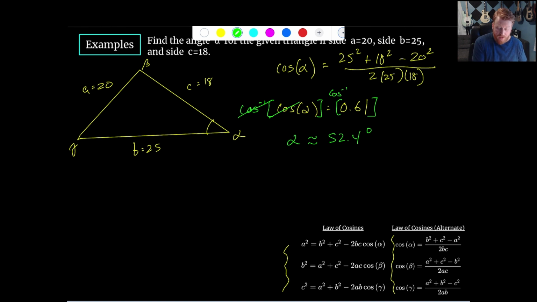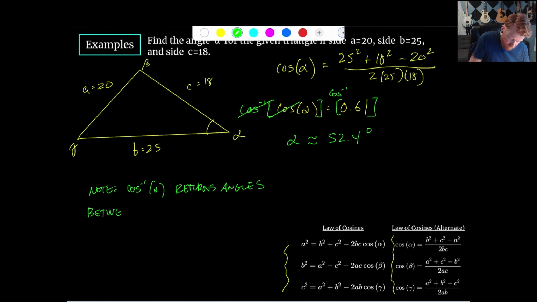Now, when we were using sine inverse for the law of sines, there was an ambiguous case that we had to look into. What is nice here is that there is no ambiguous case. So let me just write a note here. Note that cosine inverse returns angles between 0 degrees and 180 degrees. So if you think about our unit circle example here, inverse cosine just gives us the top half of the unit circle, which is from 0 degrees to 180 degrees, or from 0 to pi. So that means there is no ambiguous case.